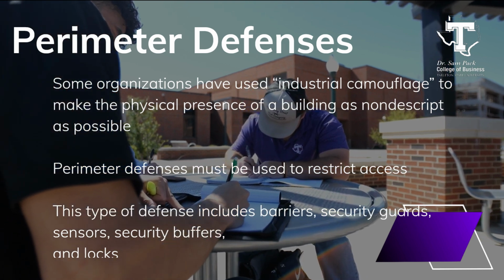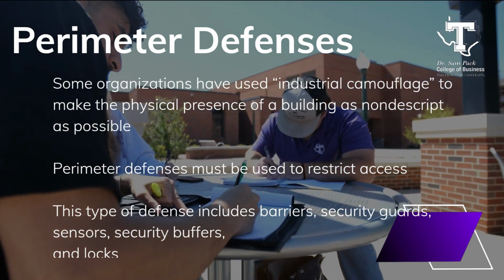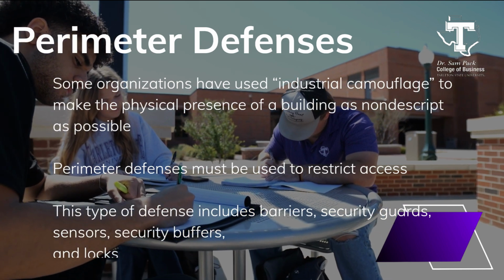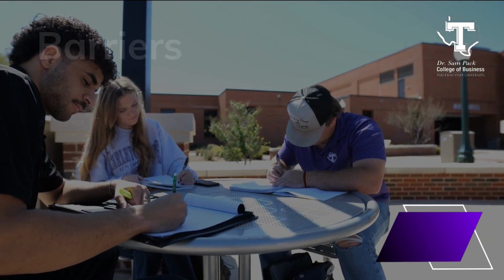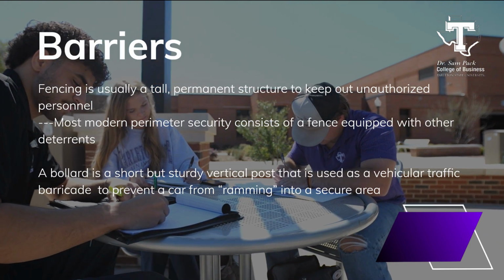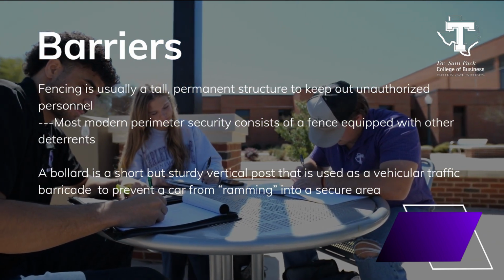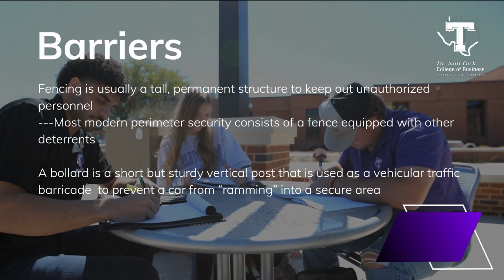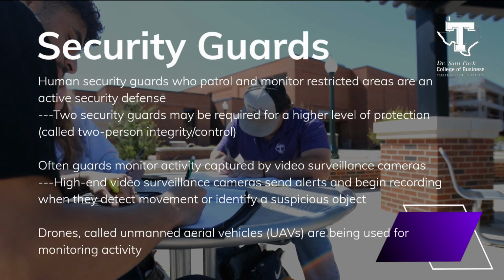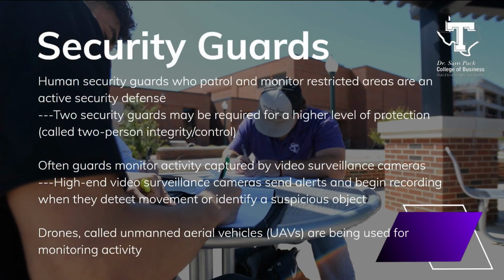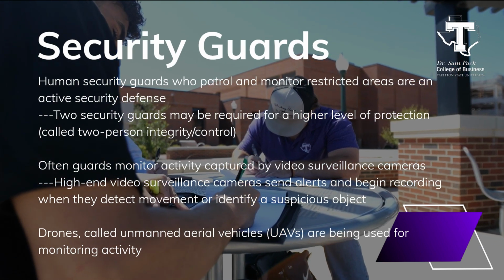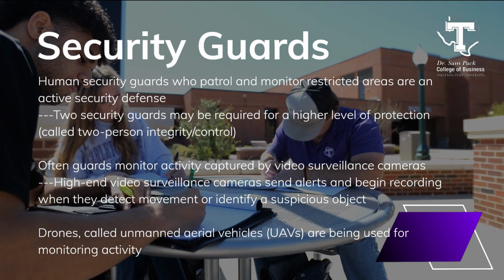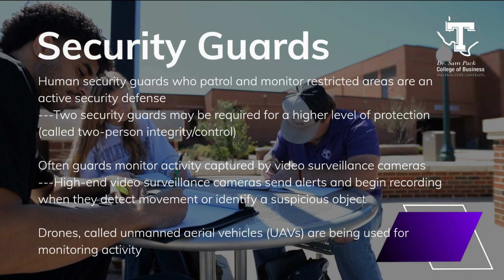These defenses are designed to restrict access to unauthorized individuals and play a critical role in the overall security architecture of a facility. The components of perimeter defense often include barriers. Physical barriers such as fences, walls, and gates serve as the first line of defense, deterring unauthorized entry and defining the perimeter of the secure area. Security guards. Human presence is one of the most effective deterrents against intrusion. Security guards not only perform surveillance and monitoring duties but also respond to security breaches and assess the behavior of individuals near the perimeter.